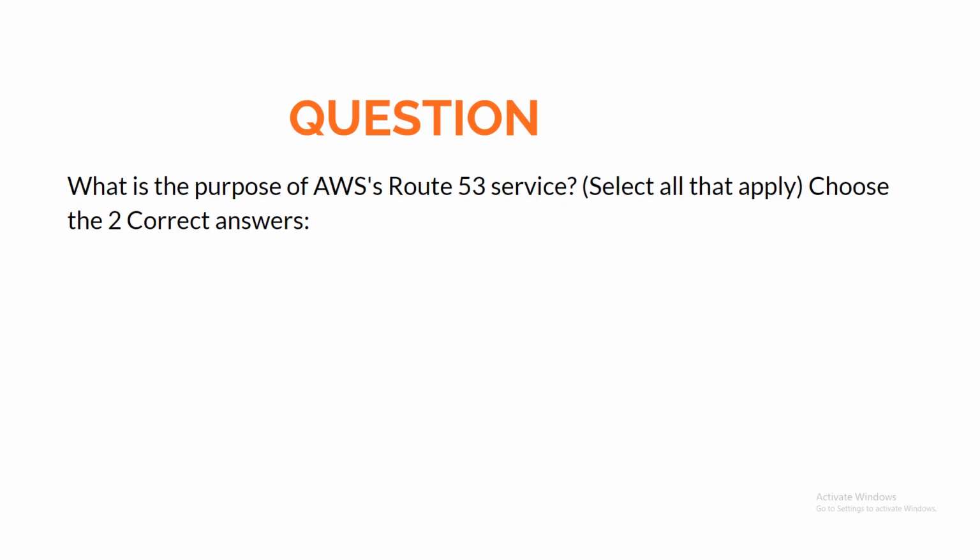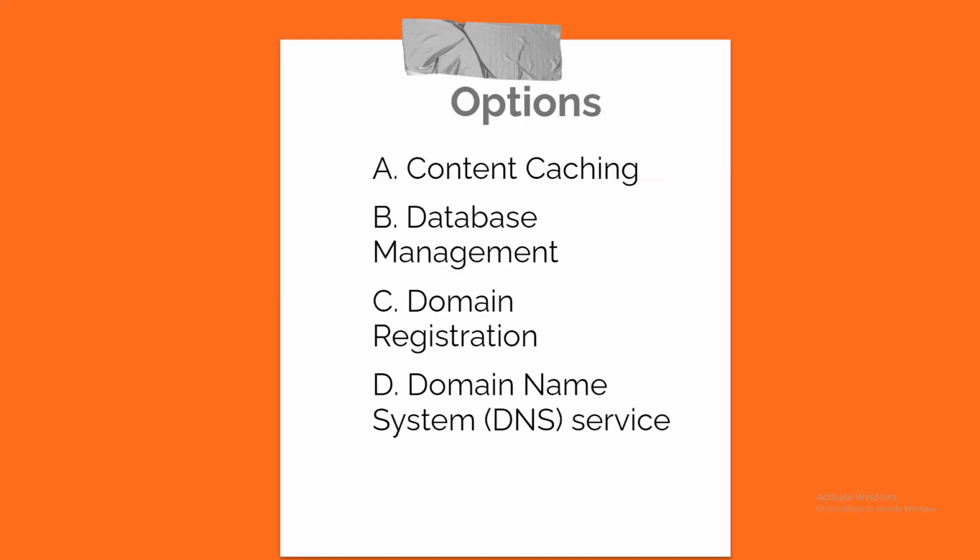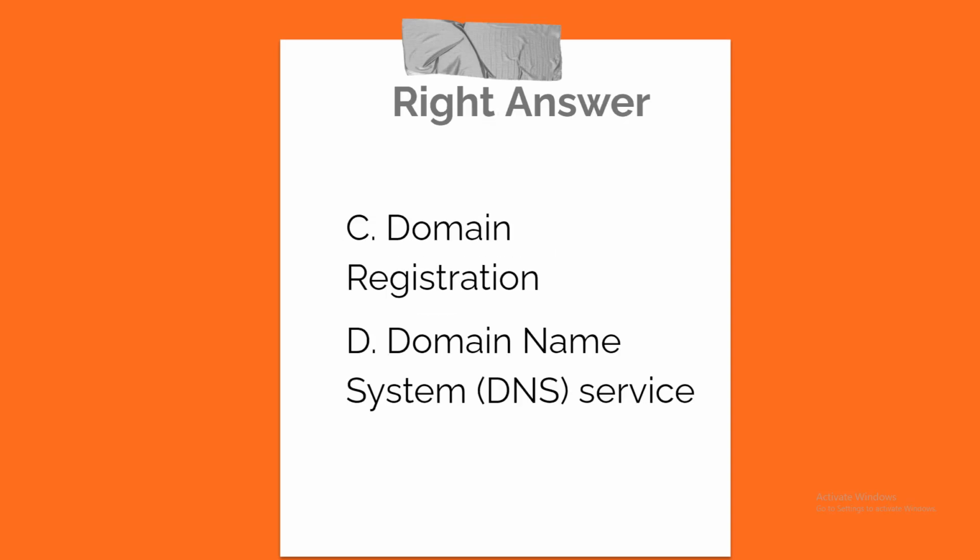What is the purpose of AWS Route 53 service? Select all that apply. Choose the two correct answers. A. Content caching. B. Database management. C. Domain registration. D. Domain name system, DNS. Service answer: C. Domain registration. D. Domain name system, DNS.